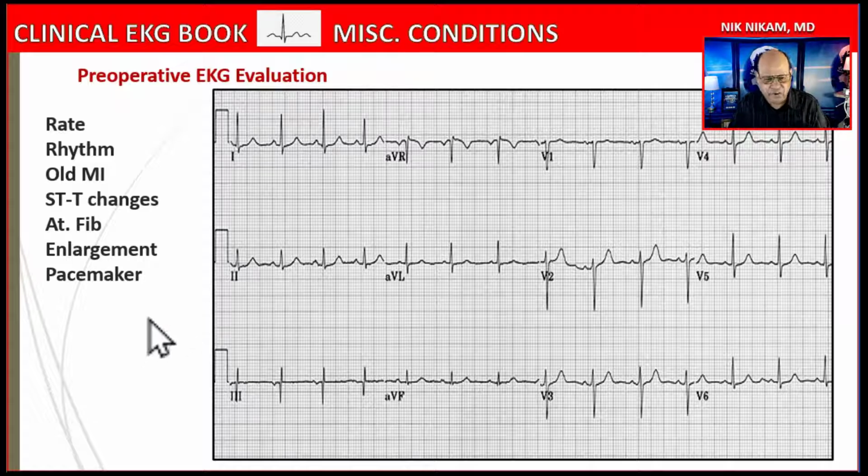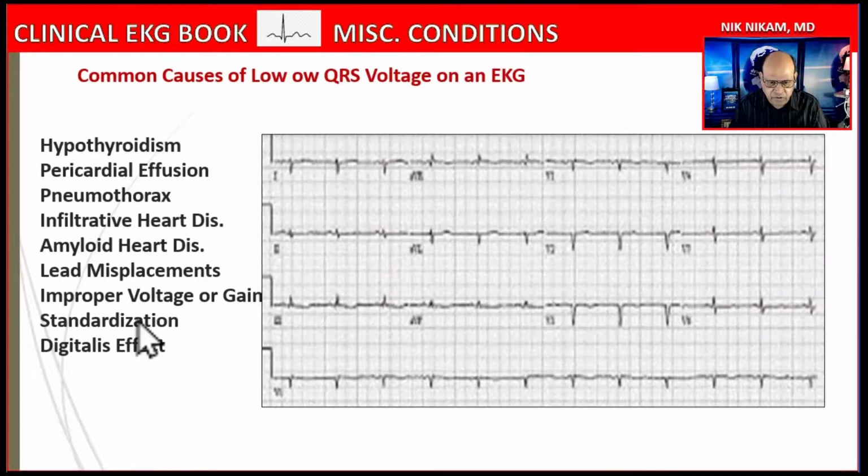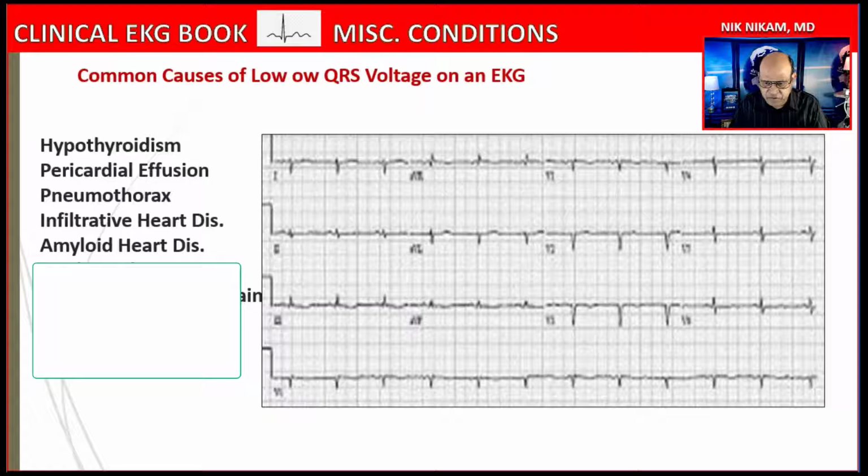Okay, so much for preoperative EKG evaluation. So let's move on to the next topic, and that is common causes of low QRS voltage on an electrocardiogram. Very frequently we see EKG changes such as low voltage, when it's less than 5 millimeters in the limb leads and 7 millimeters in the chest leads.